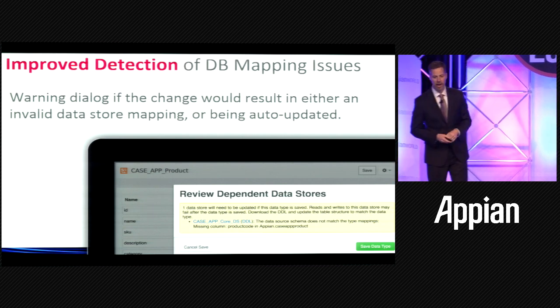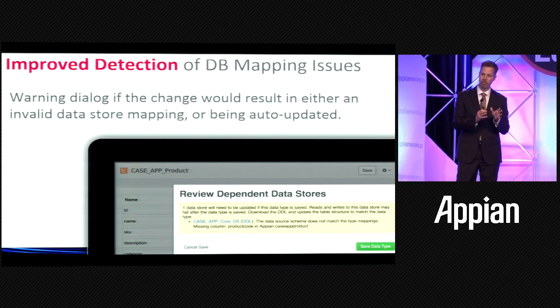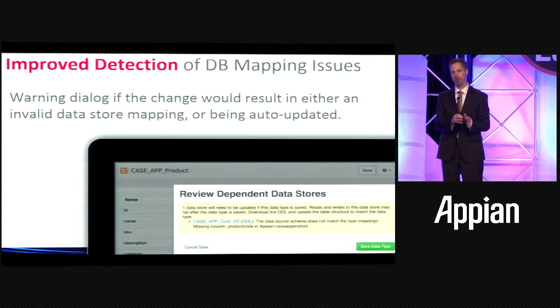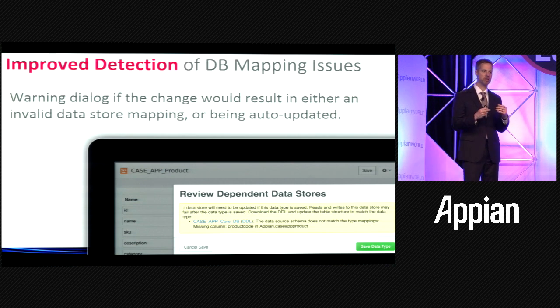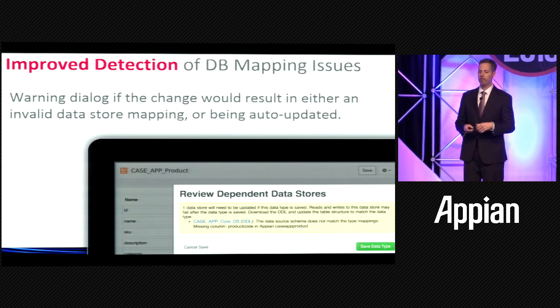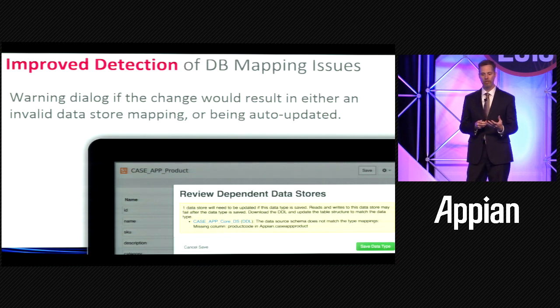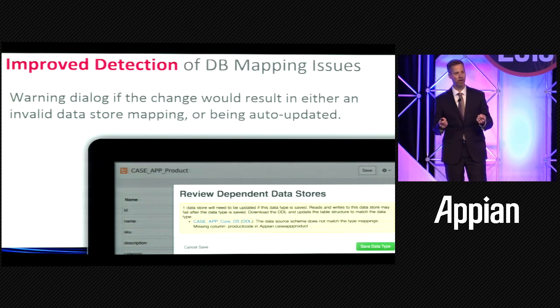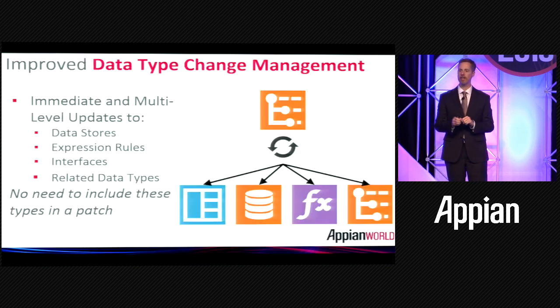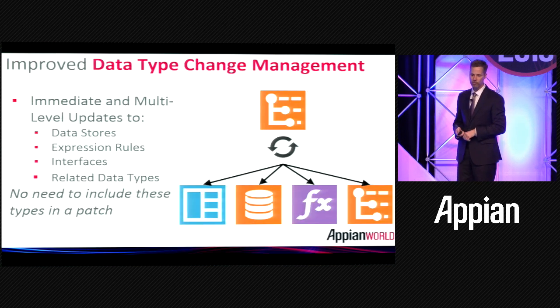Data type mapping is a challenge, so we want to improve the detection of mapping issues to databases. What this means is that there's a warning dialog now, so that if a change would result in either invalid data store mapping or being auto-updated, you're going to see much more descriptive errors to understand how those changes are going to impact the mapping of a CDT to the external data store.